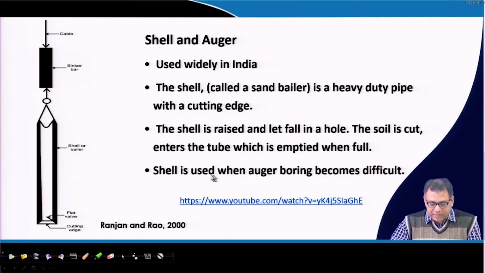And this shell is used when the auger boring is very difficult. Otherwise we can go for the auger, but where the auger boring is difficult, then you will go for the shell.